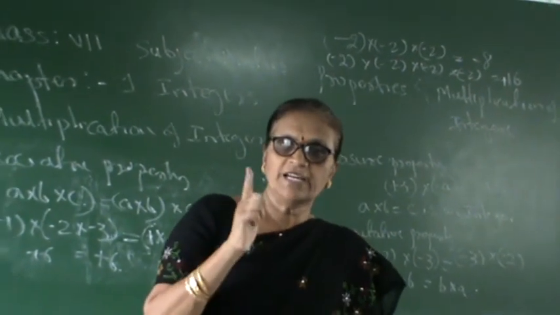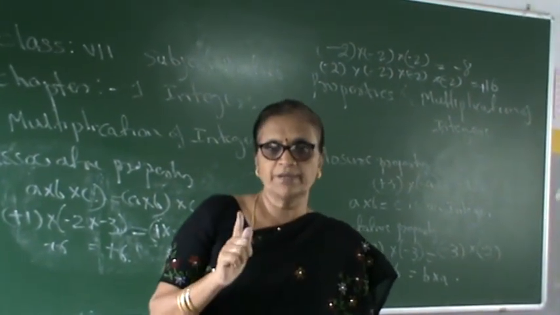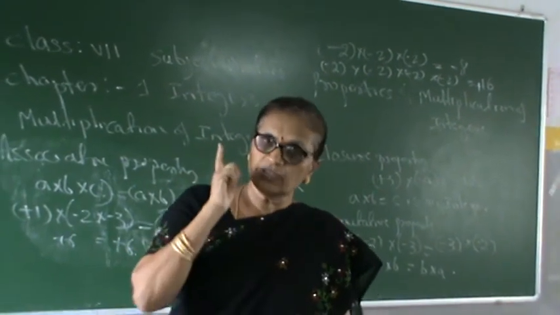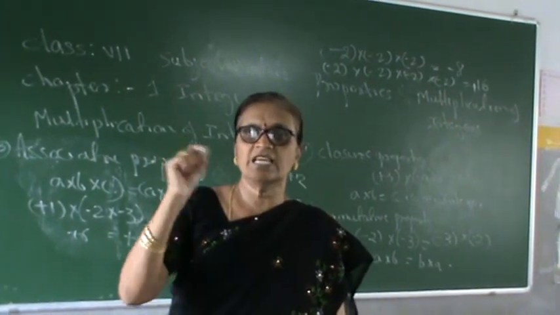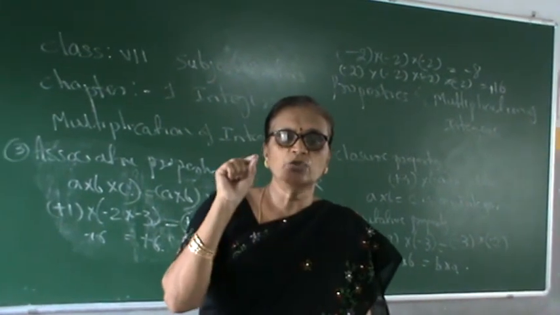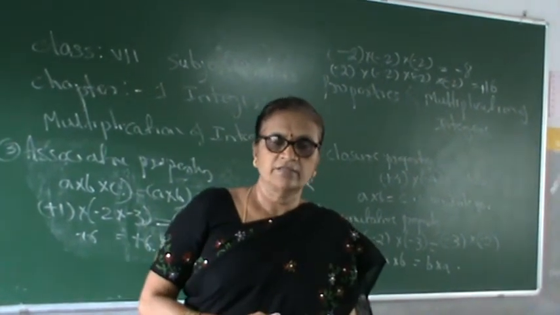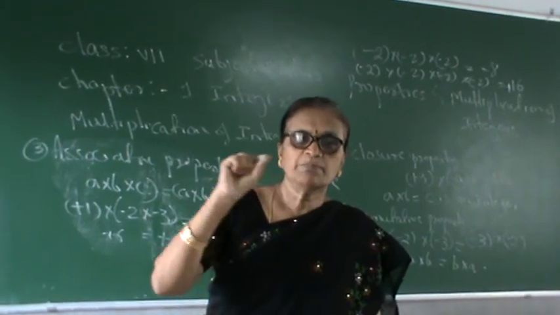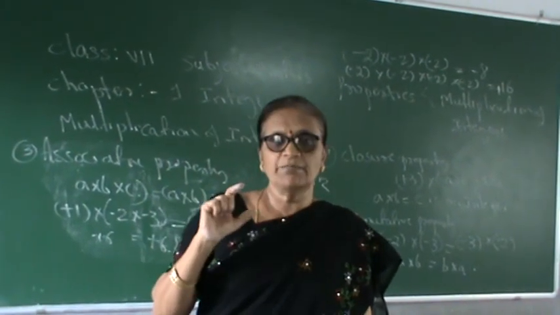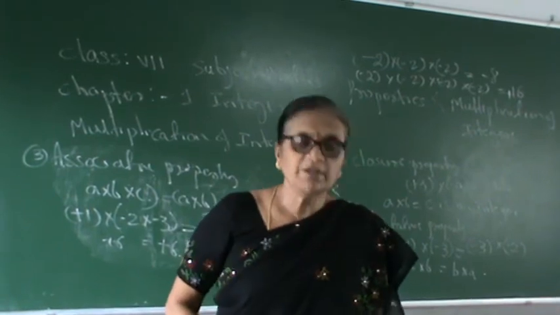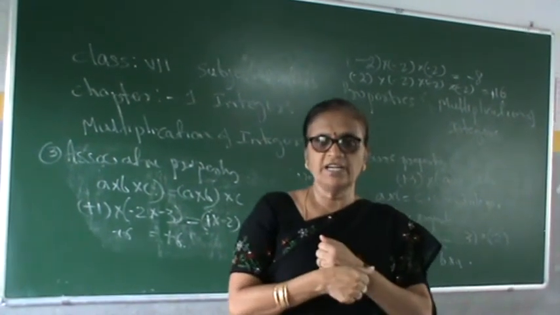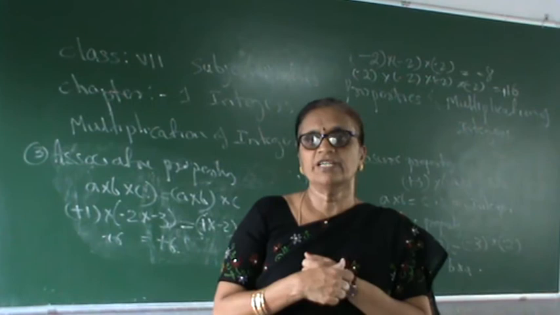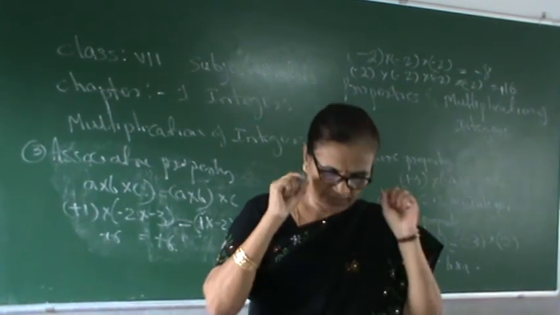One is a multiplicative identity. Suppose you are multiplying any number with 1, the answer will be the same number. Minus 31 into 1 is minus 31. Minus 29 into minus 1 is plus 29. Like this you are multiplying. 1 is called a multiplicative identity. Multiplication by 0 gives 0 as the answer.